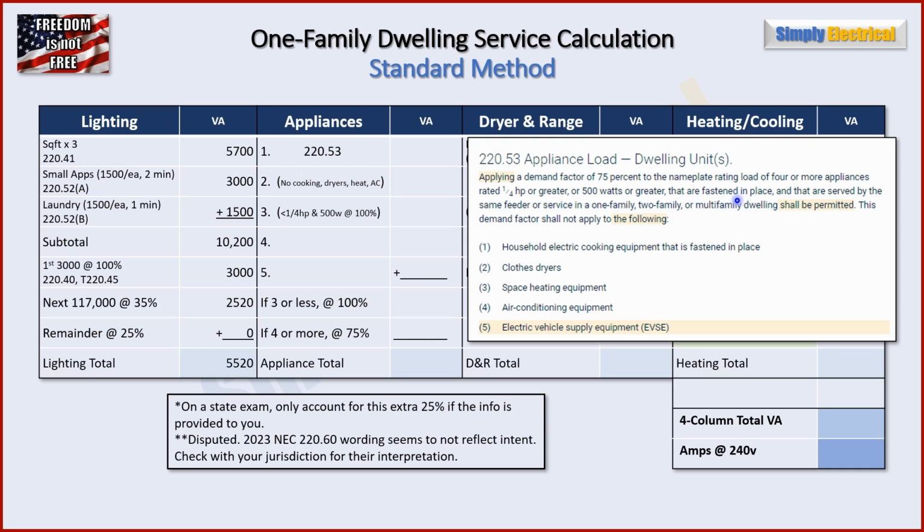Same with anything that's not fastened in place. It has to be 100%. So these are the stipulations, and they've got to be served by the same feeder or service. As long as you fall within these stipulations, you can apply the 75% demand factor to these appliances. Now there's another thing. The last sentence here says this demand factor shall not apply to the following. So here are some exceptions.